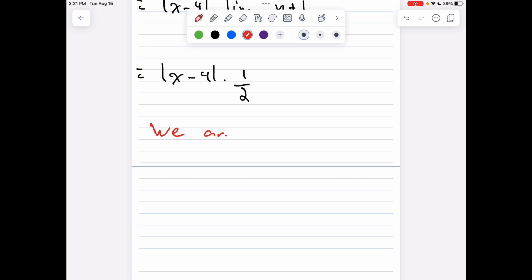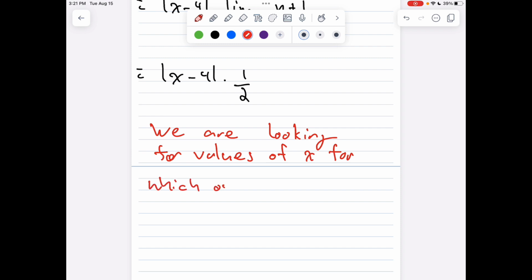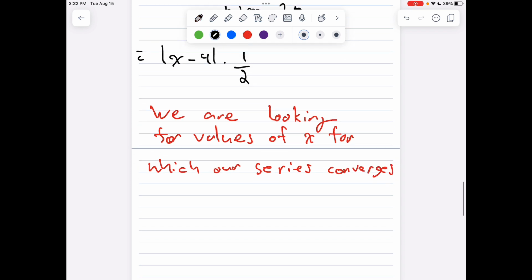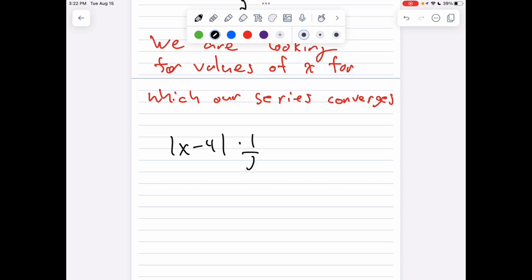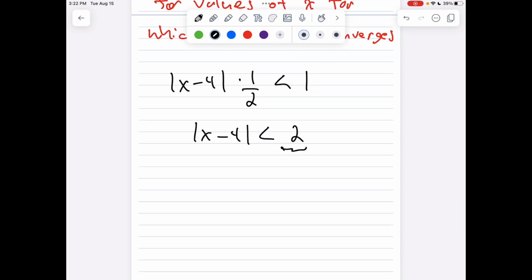But see, we are looking for values of x for which our series converges. Okay. And we're using the ratio test, and the ratio test tells you that your series will converge when your values are less than 1. So we're going to set that to be less than 1. So it all depends on the test that you're working with. I'm going to multiply both sides by 2 to clear the fraction.